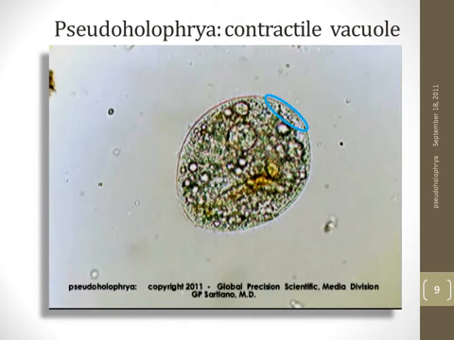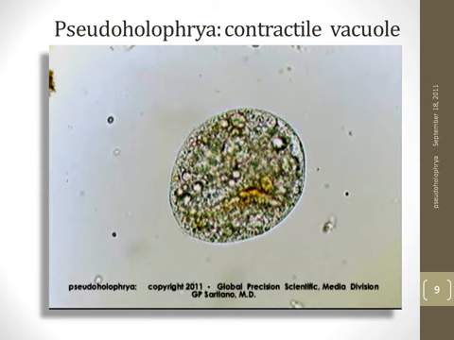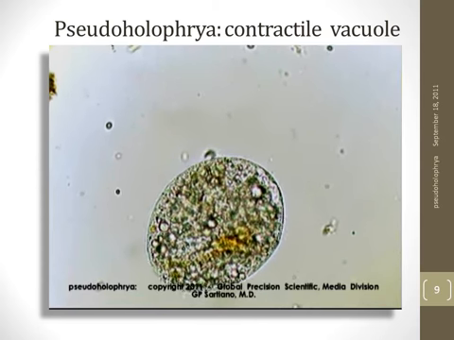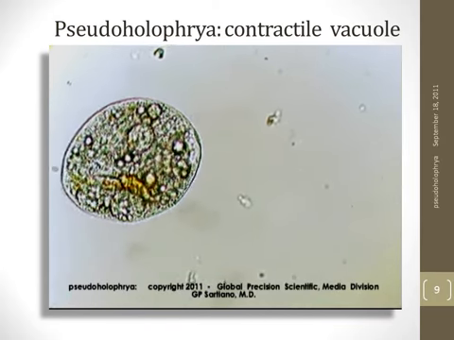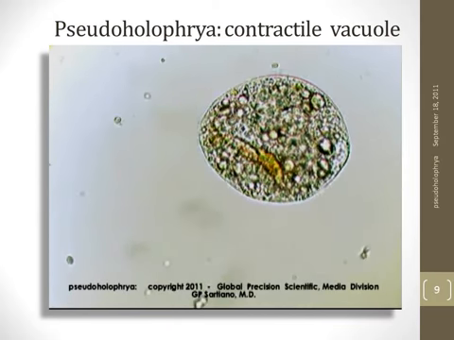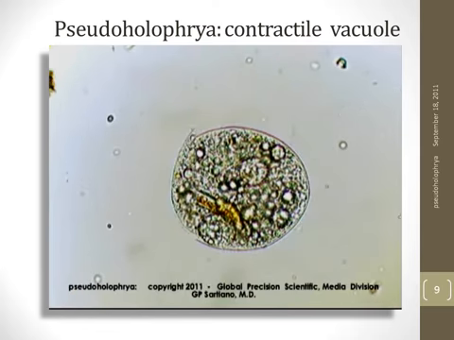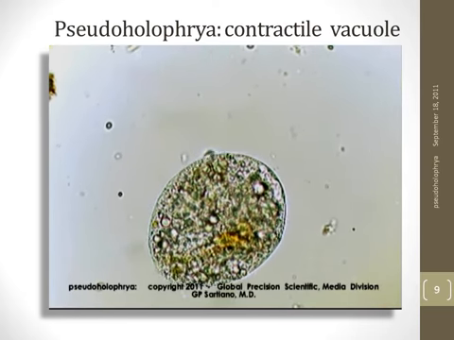The contractile vacuole, or water-expelling vacuole of Pseudoholophrya, is located at its posterior end in the midline. It is a complex, partially lobated organelle. It fills slowly over several seconds, but contracts easily and empties completely in less than 2 seconds.